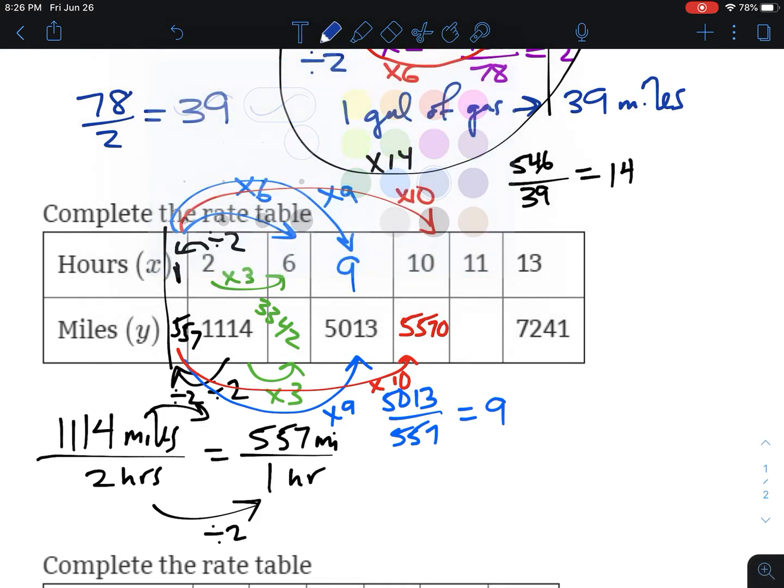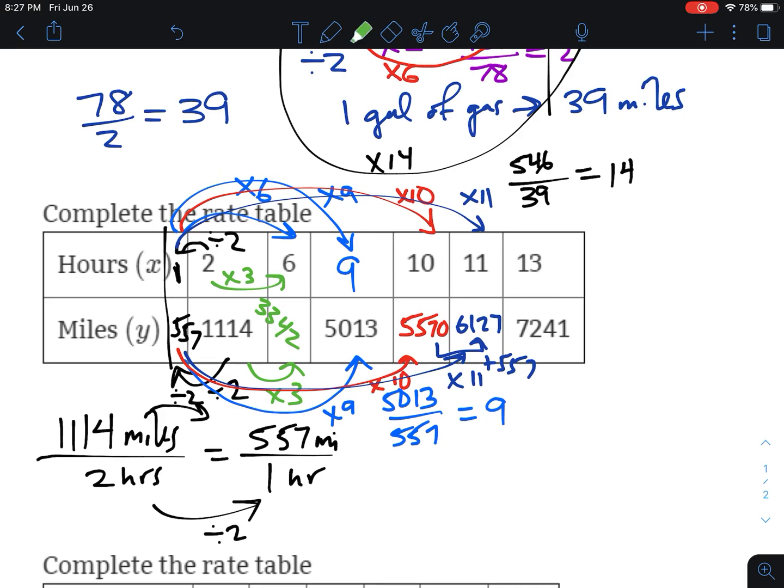Then to 11, you could do the same thing. 1 to 11 would be times 11. So then this 557 times 11 would be our last answer. So 557 times 11 is 6,127. Now you could just add on 557 here from the last one, because that was 10 to 11, which is, if we know it's 1 hour and 557 miles is the unit rate, you could just do a plus 1 here and a plus 557, because that's 1 more hour. Either way, you'll get the same answer, so it doesn't matter which way you do it.